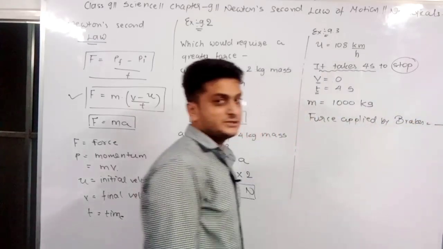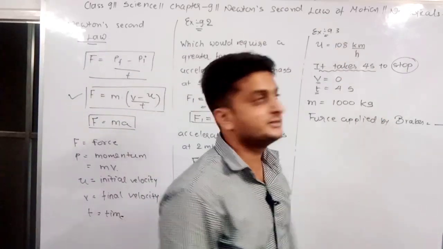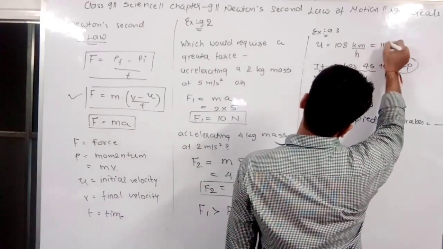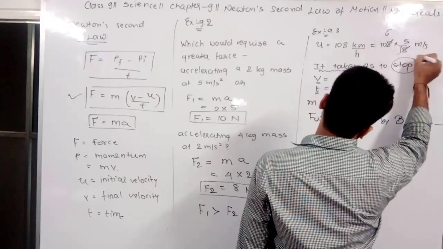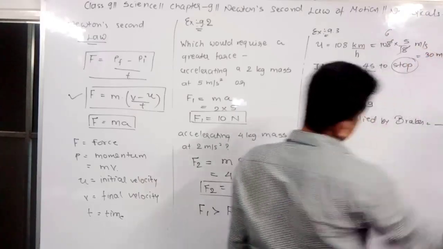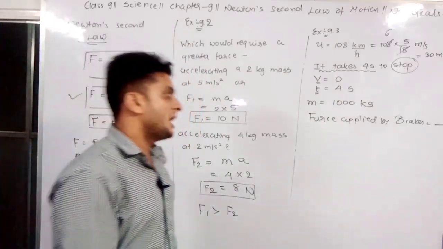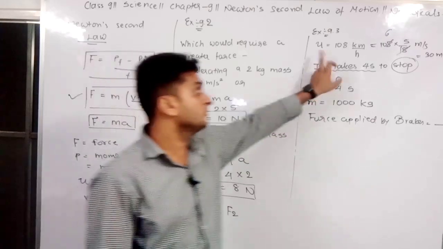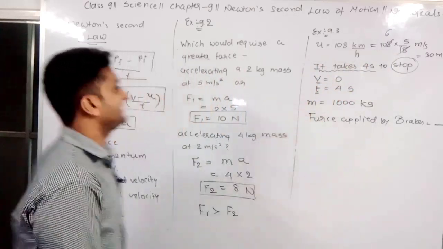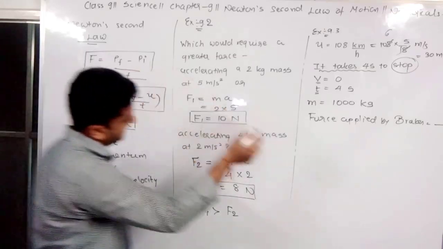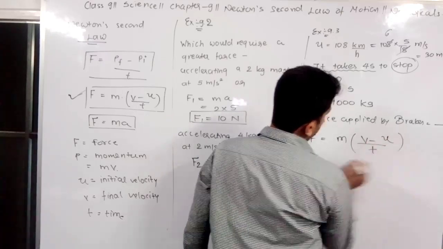Okay, so first I see that this U is in kilometer per hour. Let me convert that to meter per second. We convert to meter per second by multiplying by 5 by 18. So it is basically 30 meter per second. Your initial velocity U is 30 meter per second. Now as I want to find the force, I have U, I have V, I have time, and I have mass. So I will apply this formula without any doubt, and I will write F is equal to m into (V minus U) by T.